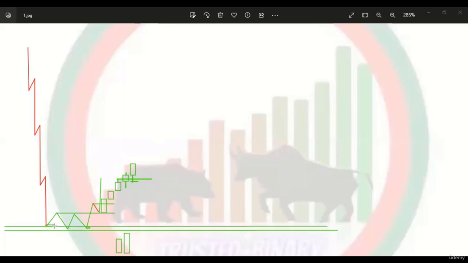So if we see, this is the same area, same level, so at that time it's a triple bottom pattern. And if a little below, then it's an inverted head and shoulder pattern, and the market broke this neckline and is going up. So what type of candlestick can we expect here?